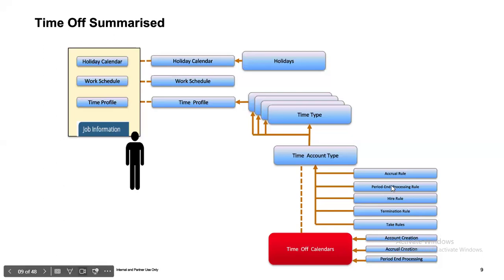Now what is the hire rule? In the hire rule, say you have not joined in January, you have joined in June. So on a prorated basis, how we can give you the leaves, that is in the hire rule. In the termination rule, maybe some of the leaves are encashed, or maybe paid leave. So how we can take those termination leaves, and forward them into your FNF. So this is all related to the time account type.